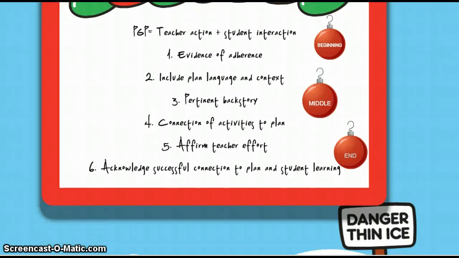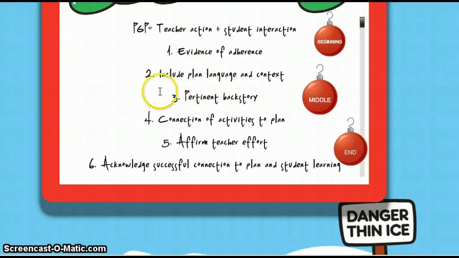When I begin the write-up, what I like to do is include two components at the beginning. One is the evidence of adherence to the plan. I'll make a comment about that. And then I also include the plan language and set it in context. And again, we'll talk about that when we look at an actual professional growth plan write-up of mine.